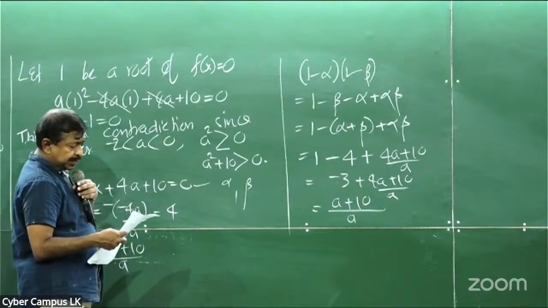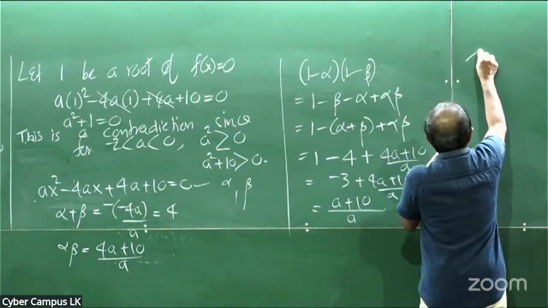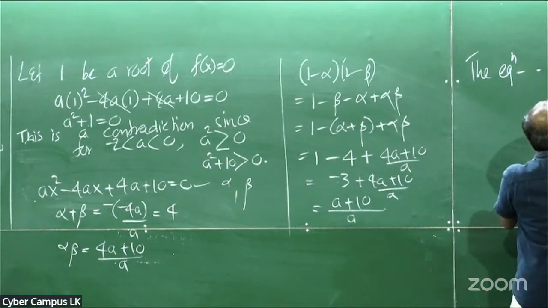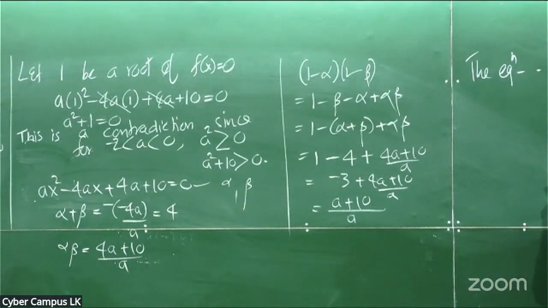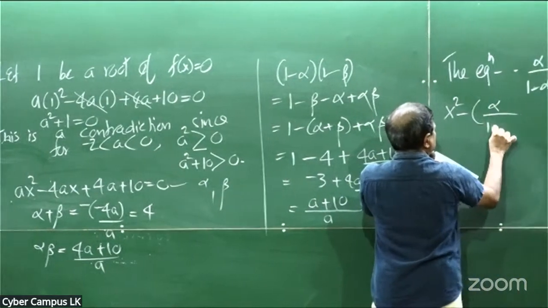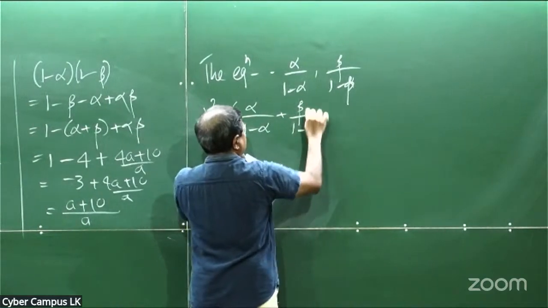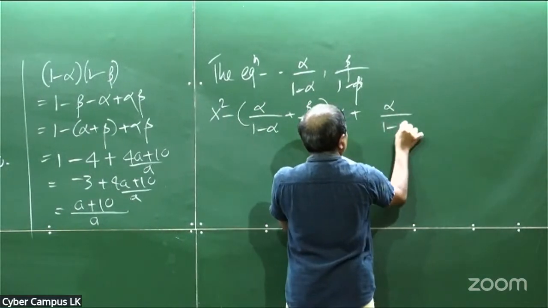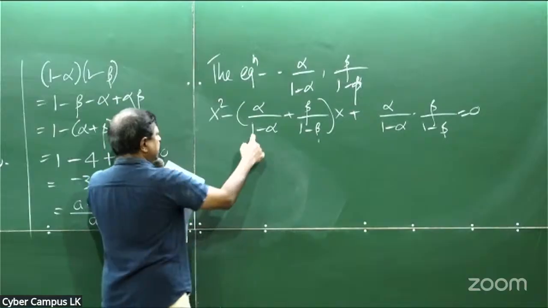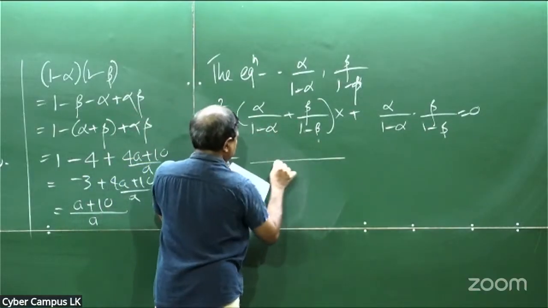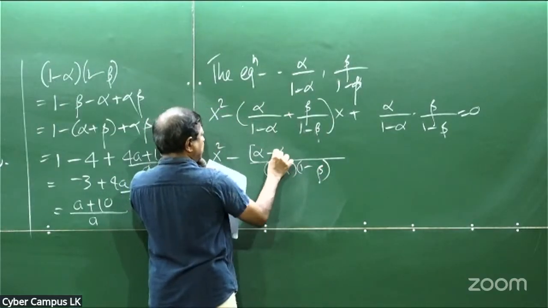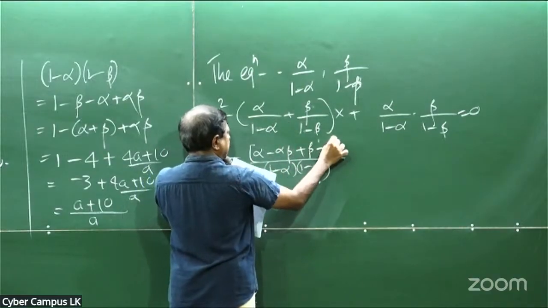So find the quadratic equation with roots alpha over 1 minus alpha and beta over 1 minus beta is this. Here you get the sum of the roots. Now take the common denominator here. If you multiply, you get alpha minus alpha beta, beta minus alpha beta.